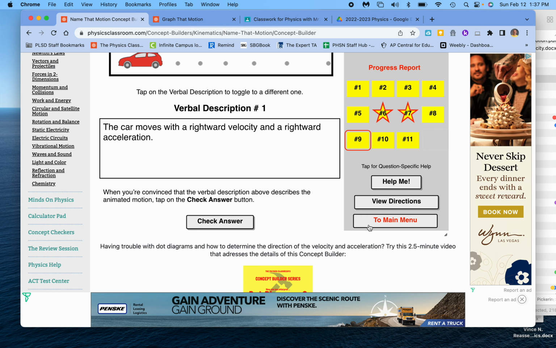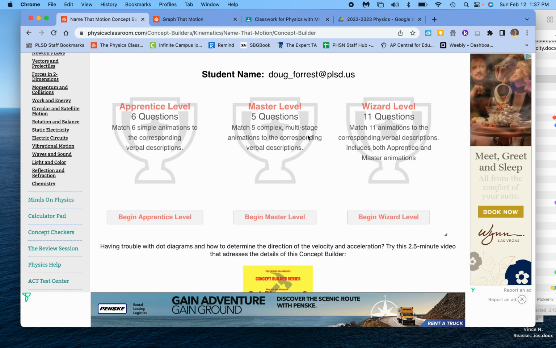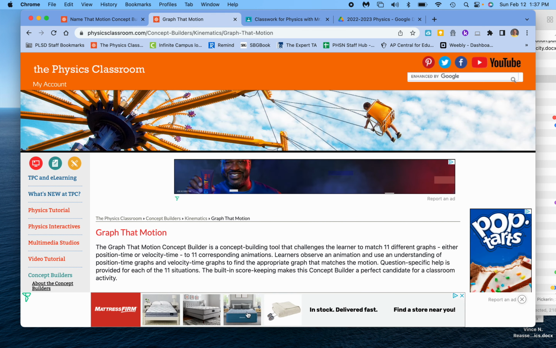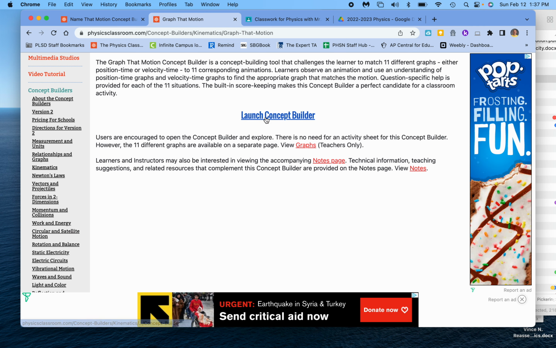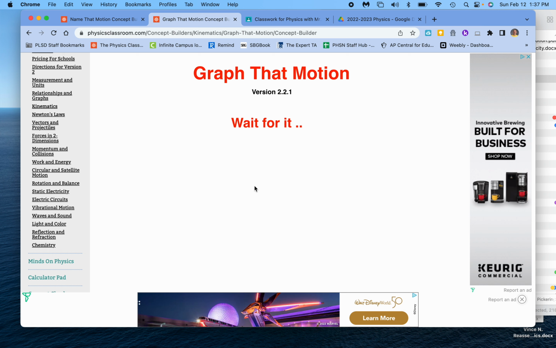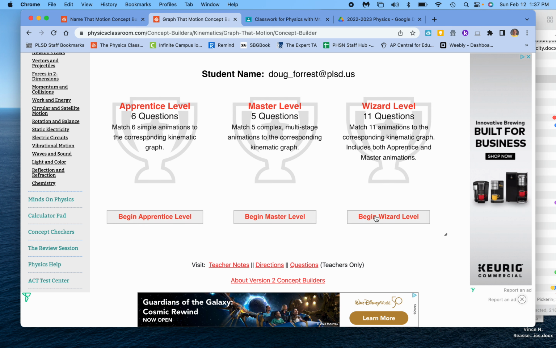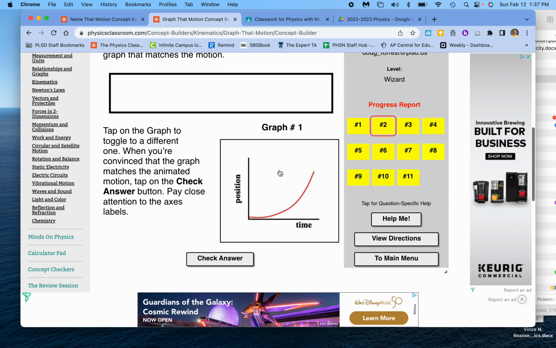Okay, so I'm going to go back to the main menu here. If you do that, it won't save your work if you're not done with a level. The next one is graph that motion. So you should get to a point where you pull that up. Again, it'll have your name or your email down here. Lets you know you're in the right spot. I'm going to start that. I'm going to do a couple questions on the wizard level for this.